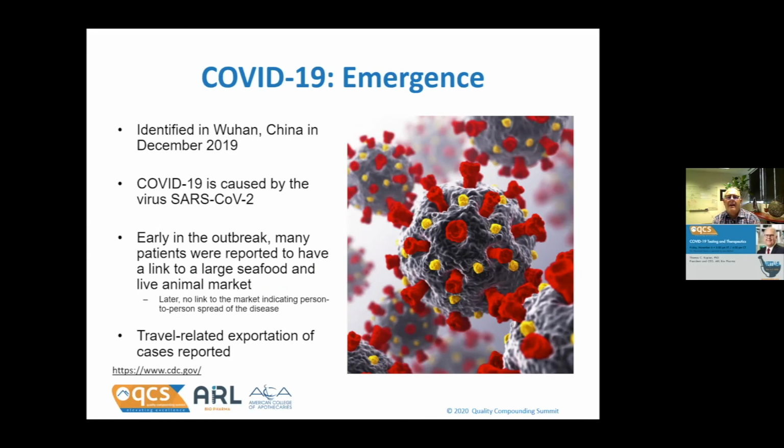It was first identified in China in 2019. And thus the name: the COVID-19 disease is caused by the virus SARS-CoV-2. So it's the severe acute respiratory syndrome coronavirus 2. Early in the outbreak, many patients were reported to have a link to the seafood and live animal market, but later, there was no link to that market, indicating a person-to-person spread of that disease. Also, travel-related exportation of cases has been reported.